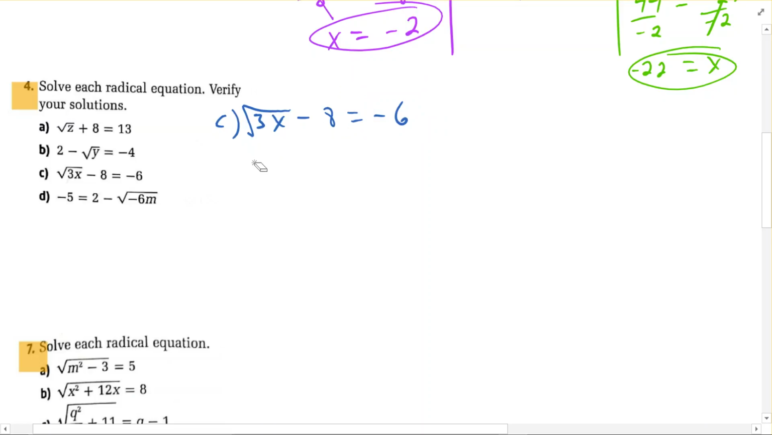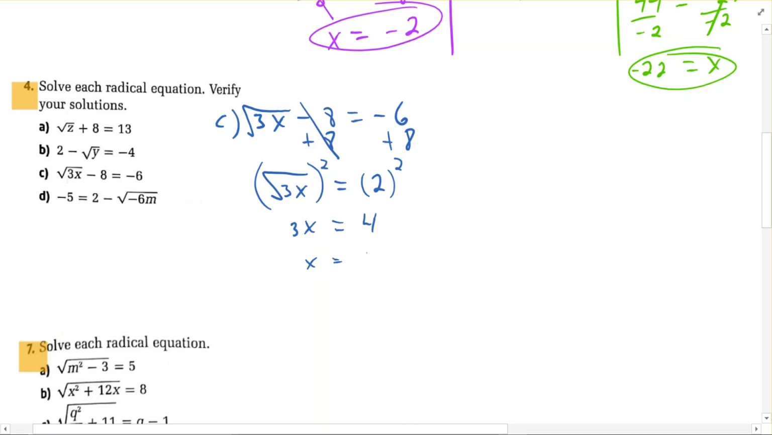But what I would do instead to make things simpler is I would just add 8 to both sides first. So that would get the 8 out of here first. So plus 8. And now what I'm left with is the square root of 3x is equal to 2. That's a lot easier to deal with. Now this is just like the questions we did above. Now I can just square both sides. And I've got 3x is equal to 4. And now I've got x is equal to 4 over 3.